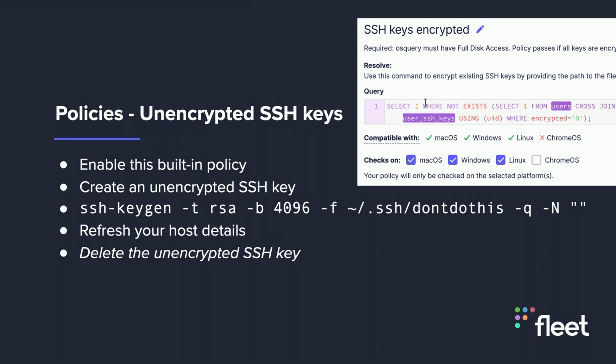So creating an unencrypted SSH key is very easy. ssh-keygen -t rsa. We'll make it huge with the 496 bit encryption on it, and -f of please don't do this. Just don't do this. It's an example. And then when you refresh your host details, hitting the refresh on the host details is going to reach back out, have osquery run on the machine, and report that data back to me. That at that point is going to tell me, hey, you're failing this policy.